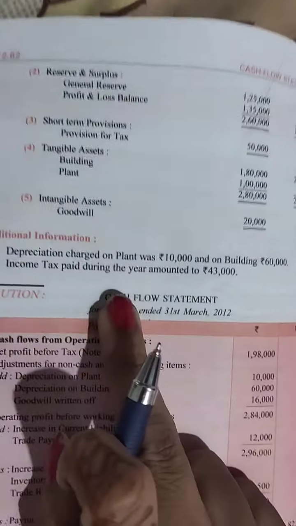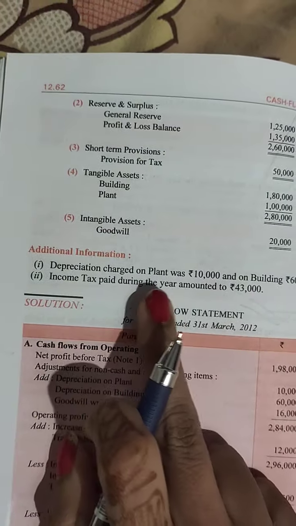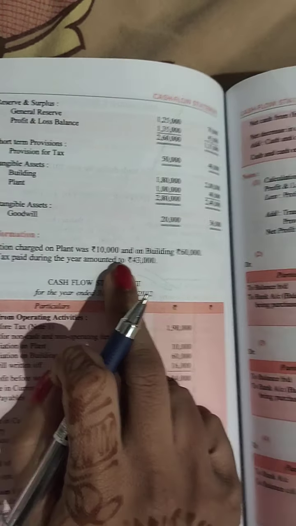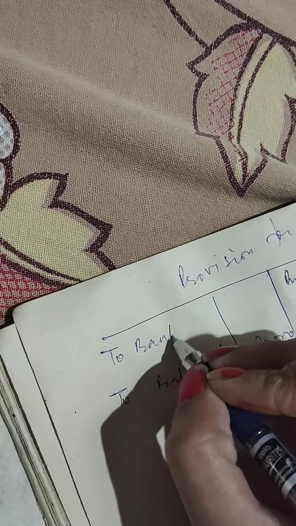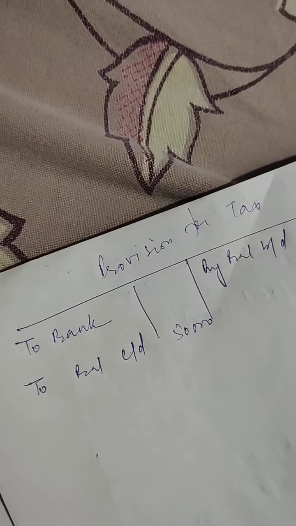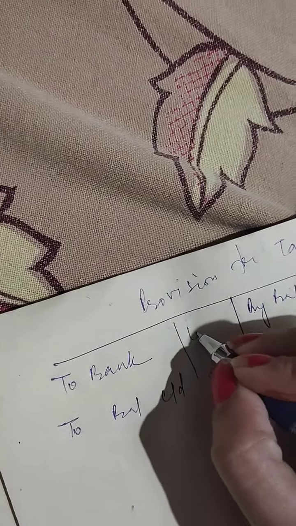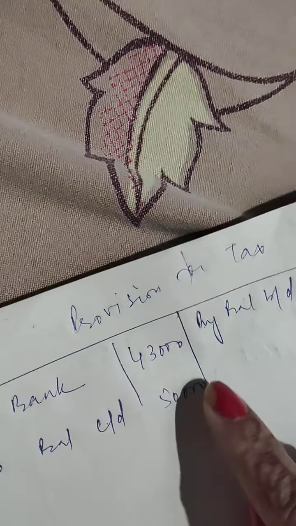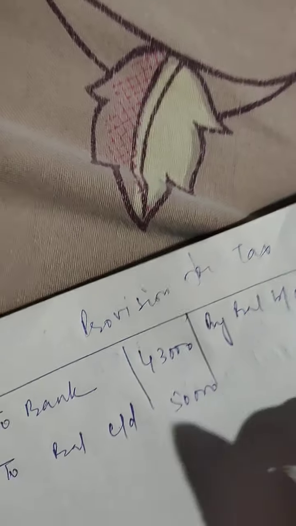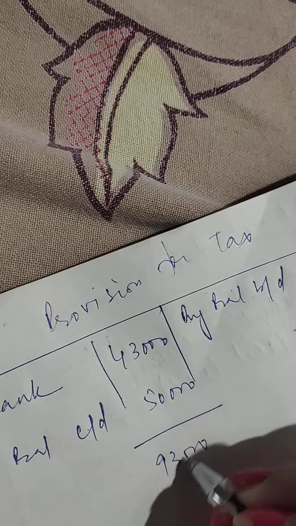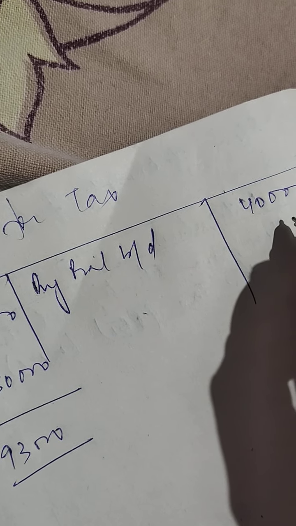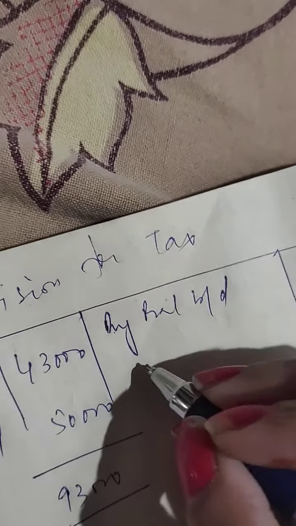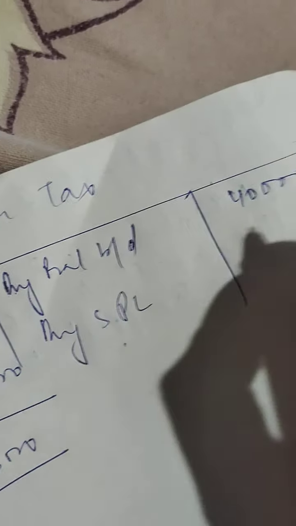Now see what is the adjustment. It says income tax paid during the year amounts to 43,000. Whenever income tax is paid, it means we are paying, so bank is going, right? So cash is moving out, so to bank. The amount given in the question is 43,000. Now what you need to do is do the total of these 2 items. You will get 93,000 minus 40,000. You will get almost 53,000, right? So you will write by SPL.